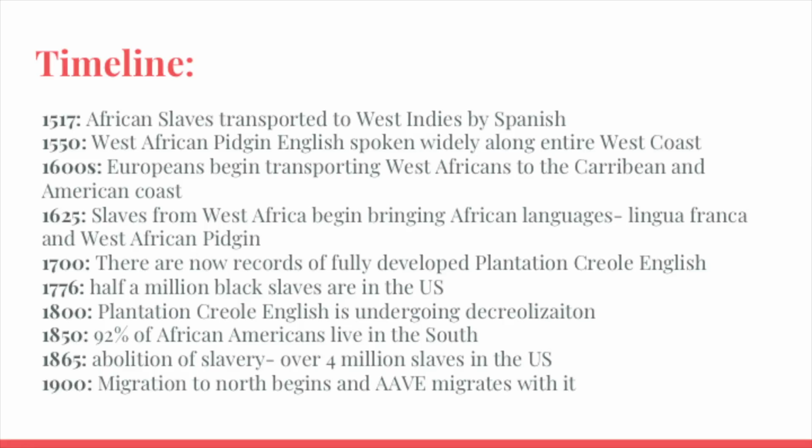By 1700, there are records of a fully developed plantation Creole English. By 1776, 500,000 Black slaves are in the U.S. By 1790, 750,000 African Americans are in the U.S. By 1800, plantation Creole English begins undergoing decreolization to separate itself. By 1850, 92% of African Americans live in the South. By 1865, they have the abolition of slavery, and over 4 million slaves are in the U.S. By 1900, migration to the North begins, and African American vernacular begins dispersing.